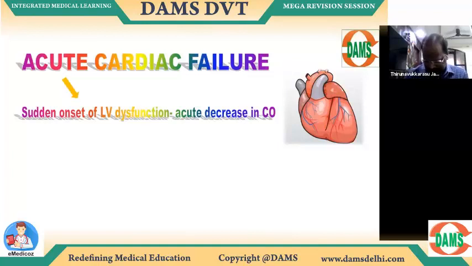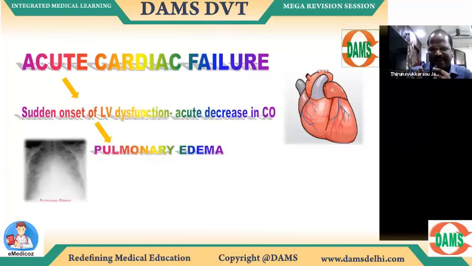Now coming to my part. See, in the pharmacotherapy of heart failure, there are two things: drugs useful for treatment of acute congestive cardiac failure and drugs useful for chronic heart failure. As Sanjeev sir told, acute heart failure means sudden onset of LV dysfunction, with a sudden reduction of cardiac output. So here, the most important problem is pulmonary edema. Because of pulmonary edema, the patient presents with the clinical symptom of breathlessness. So in acute heart failure, the main management is relieving the symptoms of breathlessness.